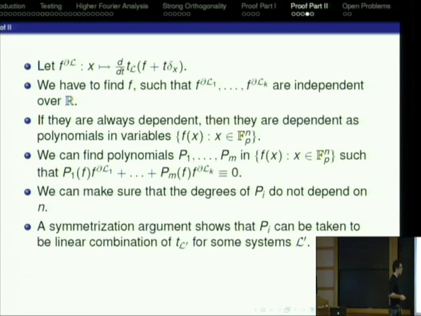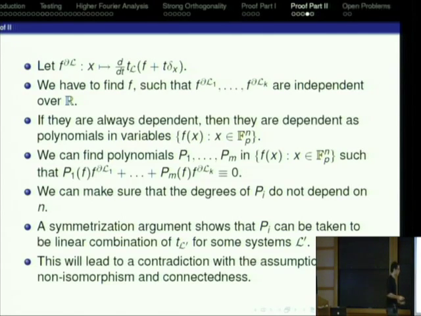Now, we symmetrize these polynomials. Since this function has some symmetric properties, we can use different symmetries and take the average. You'll find some other polynomials which are actually linear combinations of these functions, t L primes, for some linear systems L primes. Then from this, it's easy to get a contradiction with the assumption that the original linear forms were non-isomorphic. After we add these polynomials, we take different averages, these TL averages over linear forms, and then non-isomorphism will help us to get a contradiction.